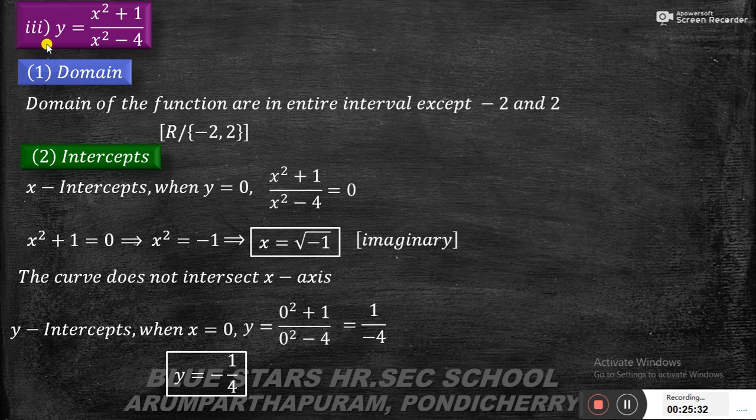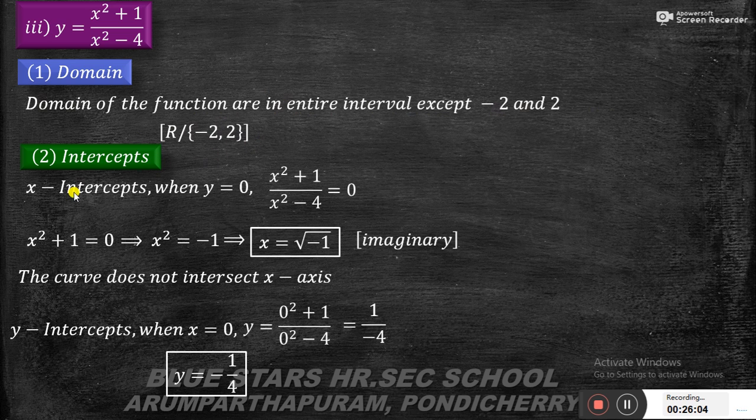Now let's discuss the third problem, that means y equal to x square plus 1 by x square minus 4. First we calculate the domain. We take the denominator term equal to 0. x square minus 4 equal to 0 means x square equal to 4, so x equal to plus or minus 2, that means x equal to minus 2 and x equal to plus 2. Therefore the domain is all real numbers except minus 2 and plus 2.